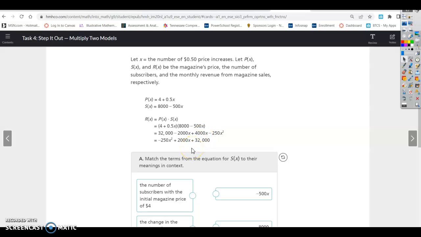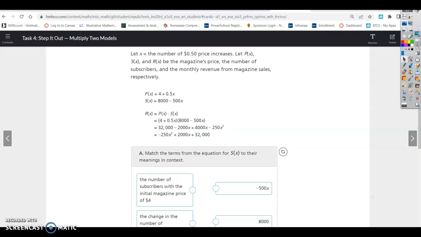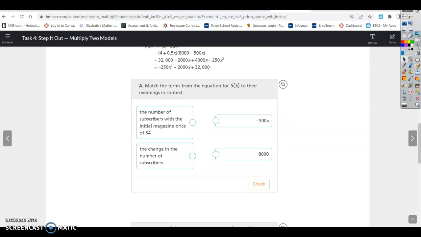So they're writing this in standard notation. Remember, that means your highest exponent goes first. So they moved the negative 250x squared to the front, and then they combined negative 2,000x plus 4,000x in the middle for 2,000x, and then plus 32,000 on the end. So this right here represents R of x, which is your revenue for the magazine sales.